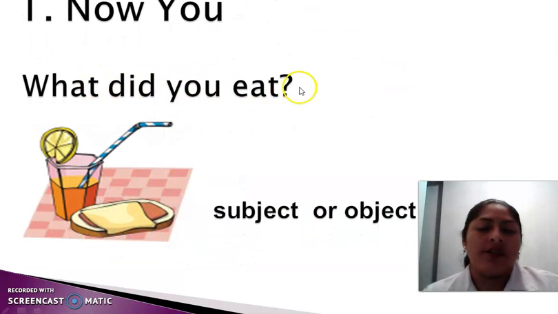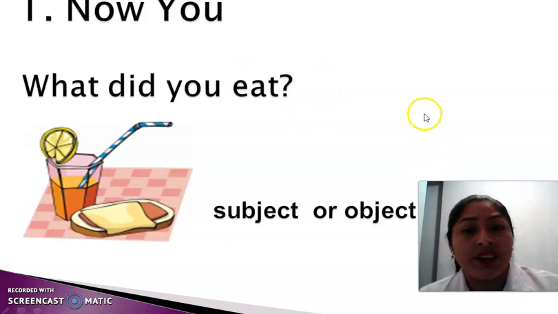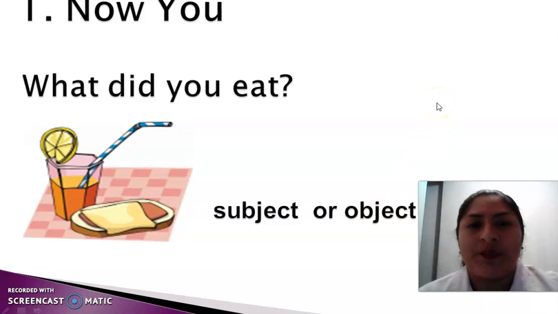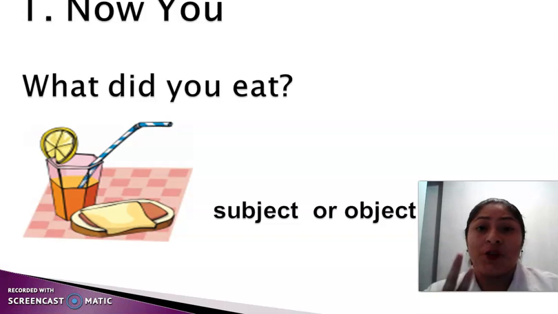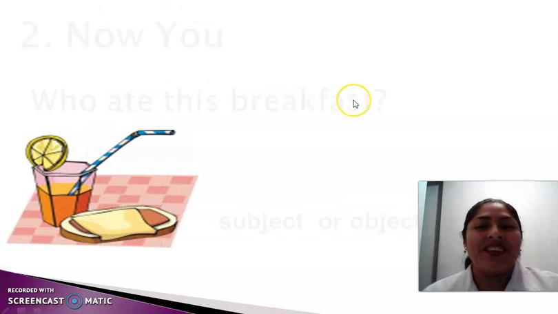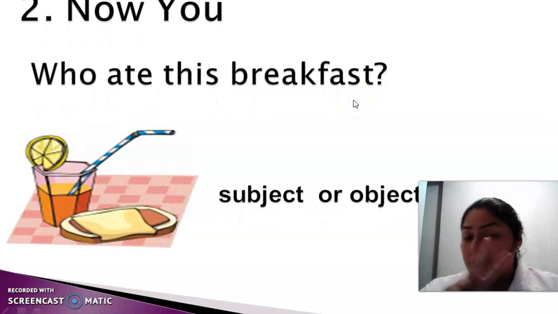Okay, now it's your turn. What did you eat? Circle the correct answer. Subject questions or object questions? Okay, think. 1, 2, 3. Okay, let's check the correct answer. Object question, of course, because we have the auxiliary. Now we continue with the second question.